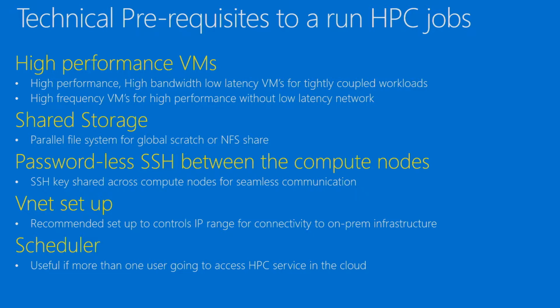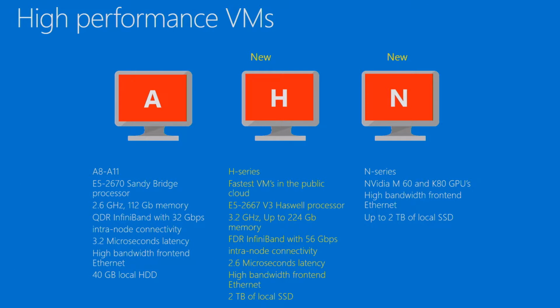Typically, we would recommend that you have a virtual network because a lot of these systems want to connect to the on-prem environment. If you have a virtual network in Azure, you can control the IP range and close certain ports off, like public ports. You get the very granular control that you would want. And then typically you need a scheduler if you have more than one user. So let's talk about them one by one.